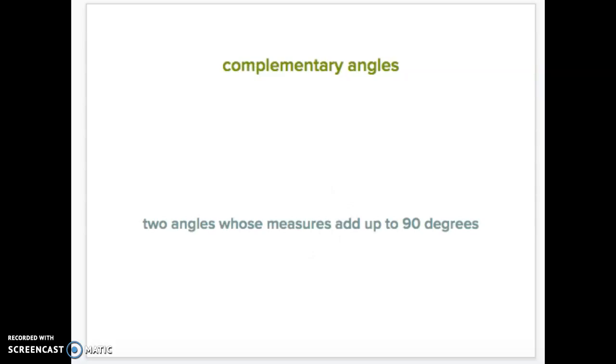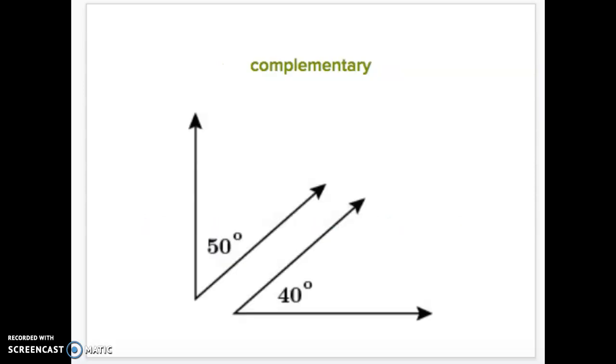If I'm going too fast, make sure you're pausing the video. Complementary angles are angle measures that add up to 90 degrees. So supplementary, they add up to 180 degrees. Complementary is 90 degrees. Here, as my example, 50 and 40, those two together would add up to 90 degrees. They are complementary angles.